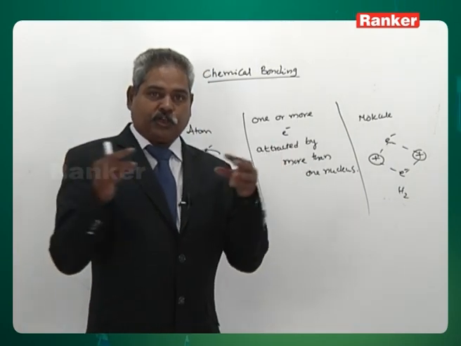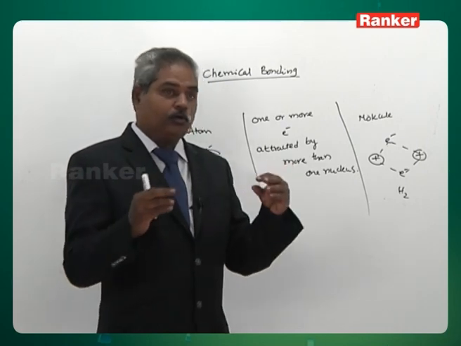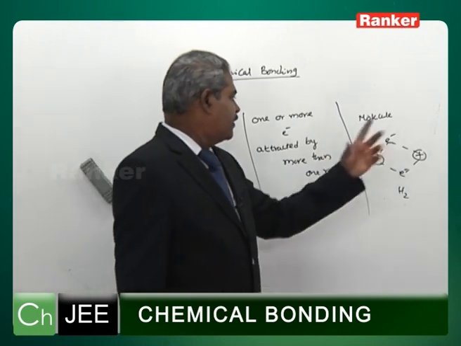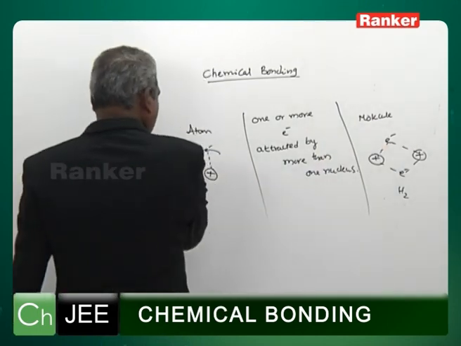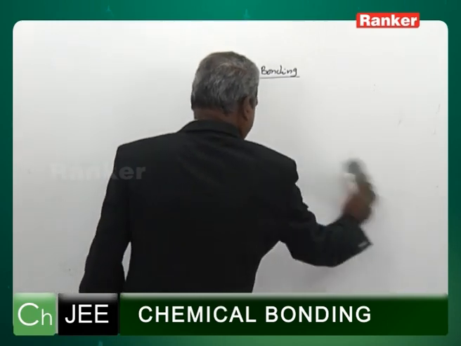How do two positive charges come close? This is positive, this is positive. How can they come close? They don't come close. A negative charge will bring them together. They are brought together by a negative charge. So, one or more electrons attracted by more than one nucleus is bonding.